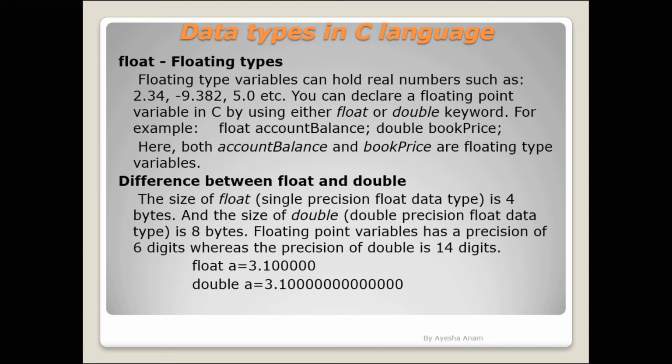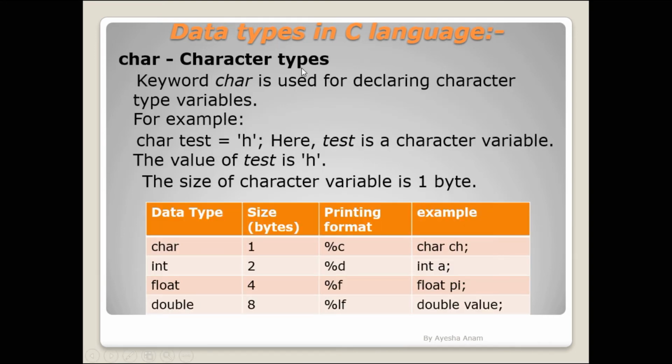Now we will move for the next one, that is character type of data type. If your program is having some data of character type, it is not numeric, then you have to use the character data type, and it uses the keyword char. Char is used for declaring the character type of variable. For example, test is a variable, char test is equal to, in single quote, h. Single character is declared here. Now the size of the character variable is 1 byte. It takes 1 byte.